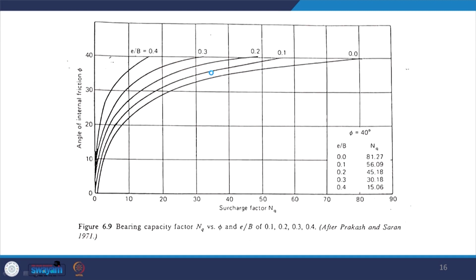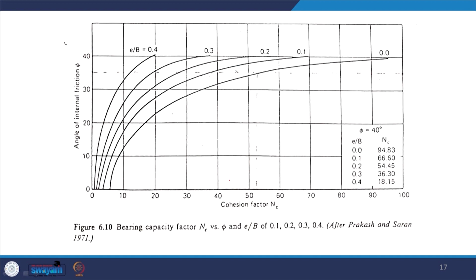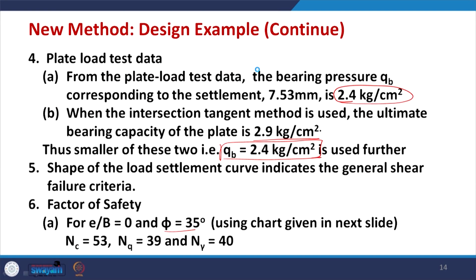Similarly, using the other charts also, for 35 degrees when E by B equal to 0 you get the values, and in the next one here also, for 35 degrees you will get values using this chart. So, ultimately, using these charts you get NC equal to 53, NQ 39 and N gamma 40.